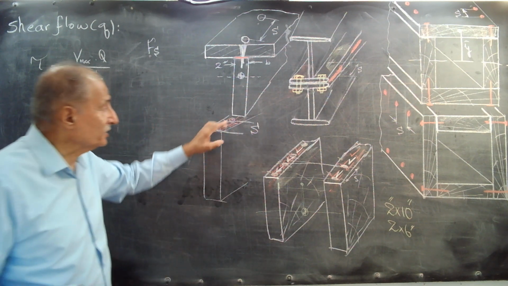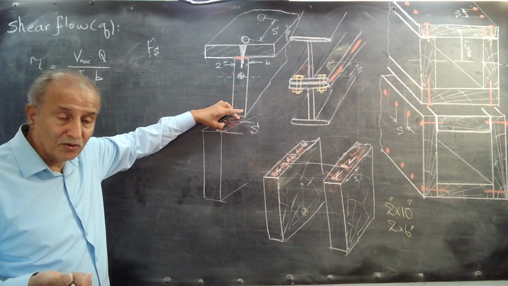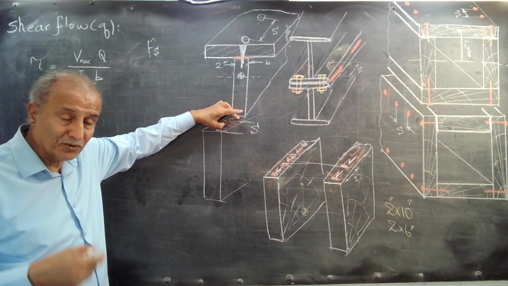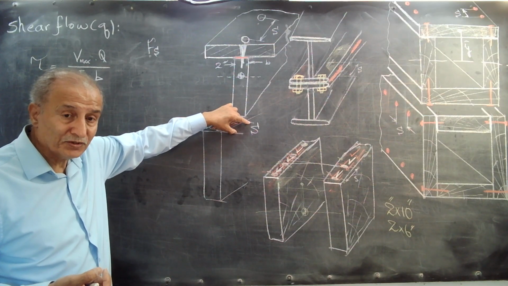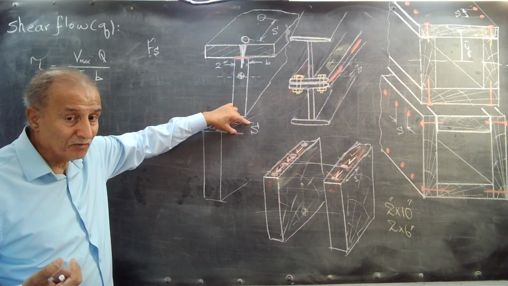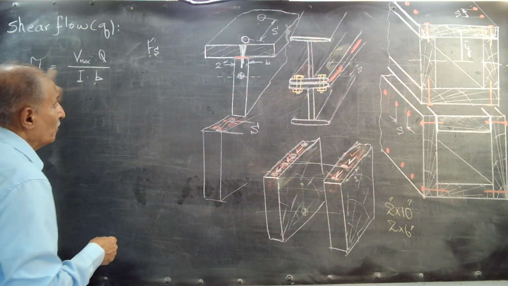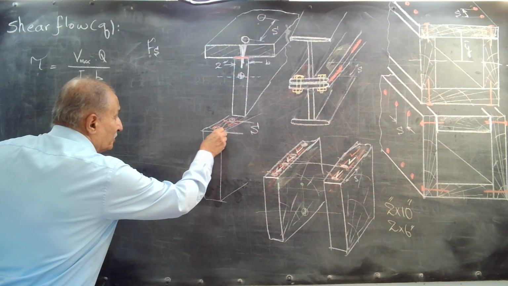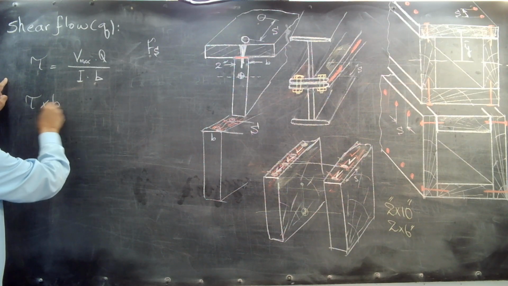If I know the horizontal shear force per meter or per foot or per inch, then I can find out how much force is at S length of the beam. What I must do? Then I multiply it by B. I get rid of B in this formula. How do I multiply by B?